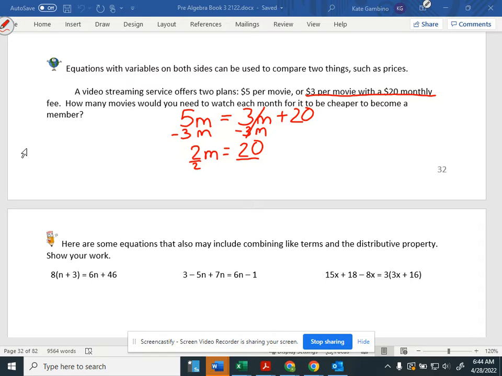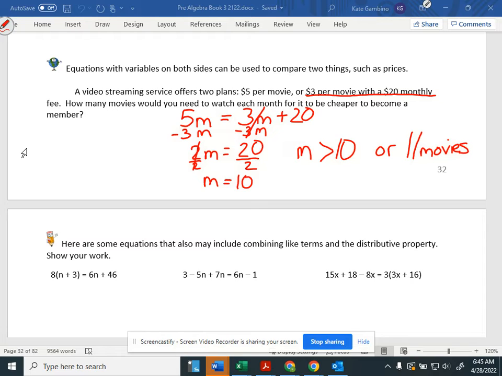Now I'm going to divide by 2. 2 divided by 2 is 1. 20 divided by 2 is 10. So I need to watch more than 10 movies for it to be cheaper to become a member. If I watch just 10 movies, they are equal to each other. I want it to be cheaper, so I could write it as more than 10, or I need to watch at least 11 movies, because I need to watch more than 10 movies for it to become cheaper, not equal to.